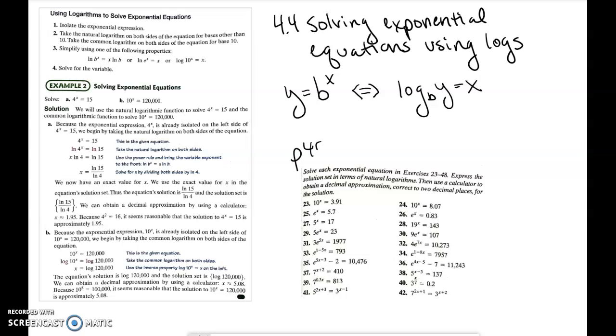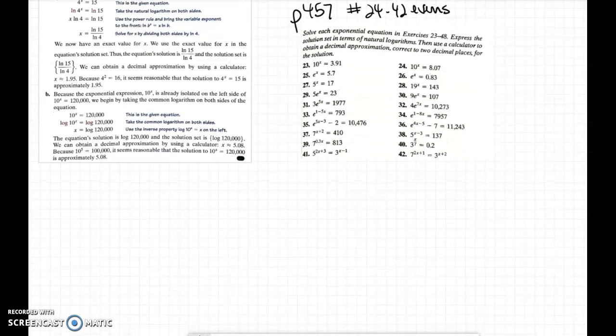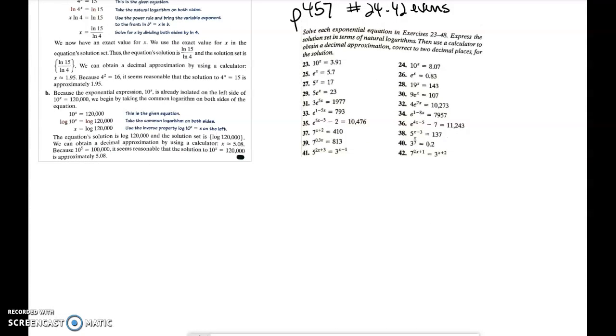This is a screenshot of page 457, problems 24 to 42 even. So again, I'll just do a couple of examples listed here, and then I'll send a PDF of my work with all of them as well to follow along. For solving each of these, using a decimal approximation, it says to 2 decimal points for our answer. So the first couple are using those bases that we're used to.